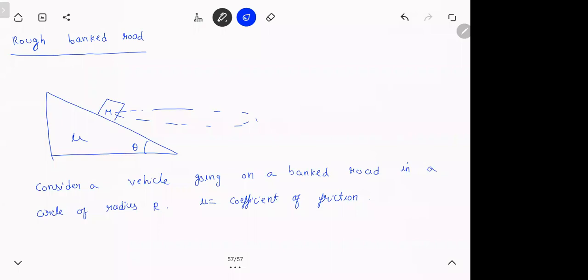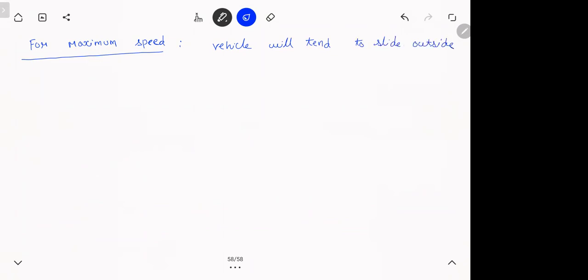Turning the page. Let's see. For maximum speed, let's say the vehicle is going very fast. So what will happen? Vehicle will tend to slide outside. Meaning, imagine when you're going very fast on a road, how do you skid? You'll skid away from the road, na? You'll go and hit the divider though. You're skidding outside. So when you draw the FBD, this is how it looks.